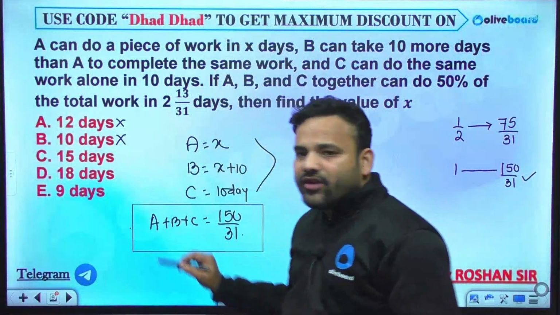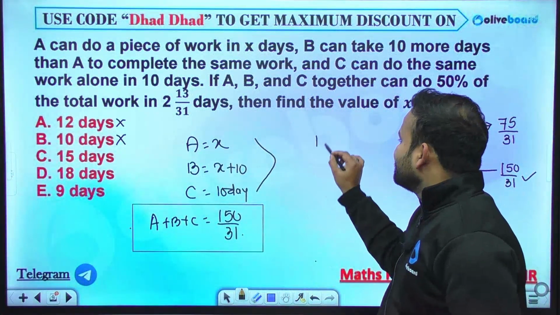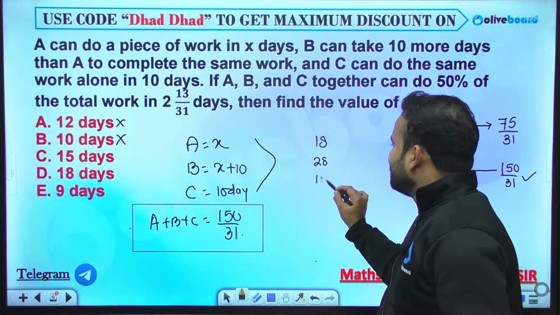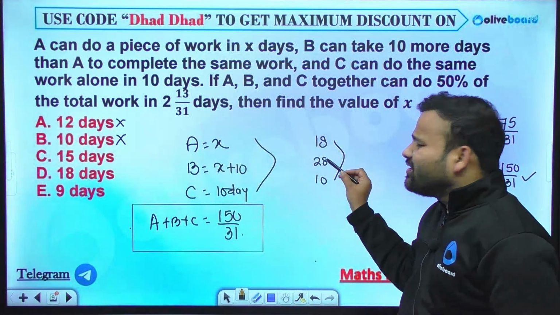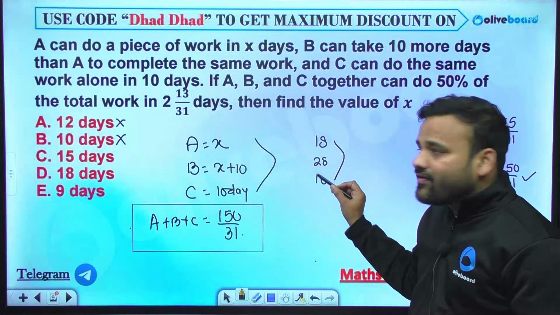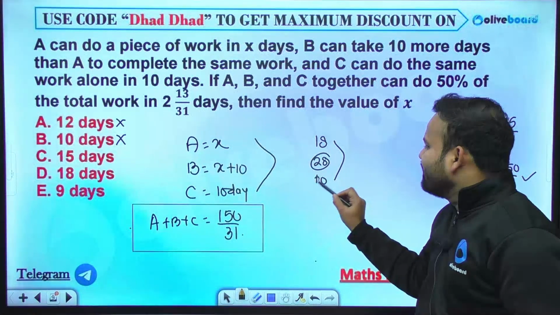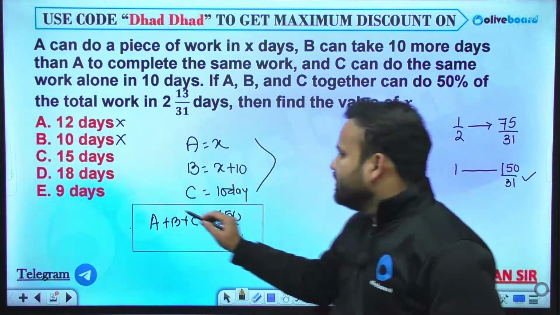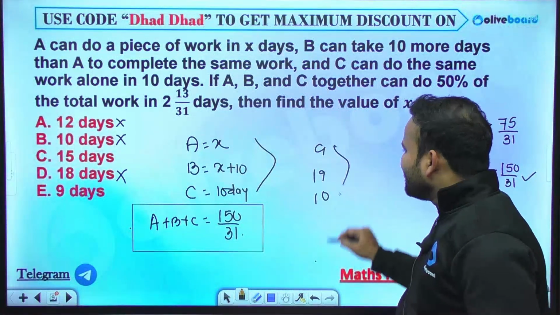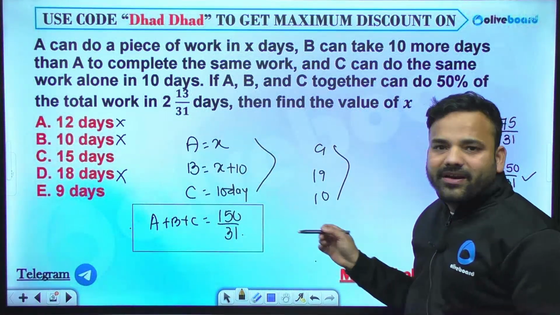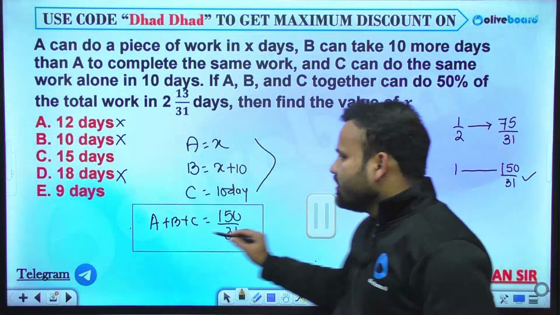What about 18? Will you be taking 18? No, not at all. Why? This is 18, this is 28 and this is 10. Do we have a common factor? Not at all. If 18 is there, it should be 24 or 36 or 45, or if 28 is there, this should be 35 and so on. So not at all possible. And what about 9? Sir, 9, 19 and 10. Do you really think the examiner will ask you to take a multiple? No, not possible. So this is your answer.